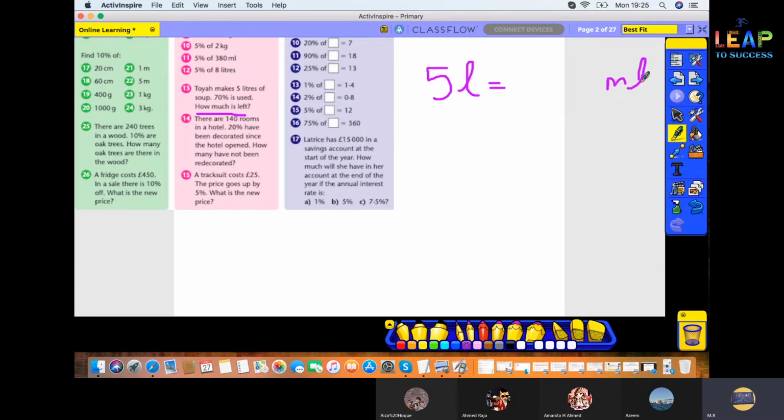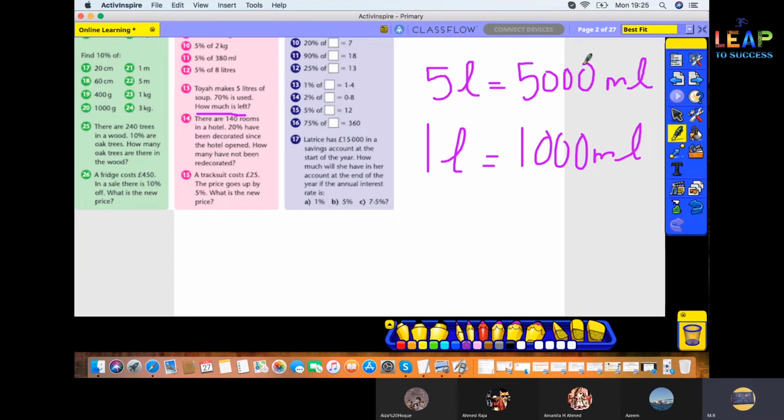Okay, so remember, liters and milliliters deal with the liquidity of something, so how much liquid is there in a container, and so on. Toya makes 5 liters of this. If we know that 1 liter makes 1,000 milliliters, then we know that 5 liters will make 5,000. Nice and easy, so far straightforward.